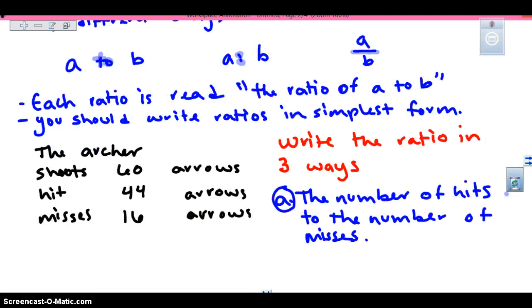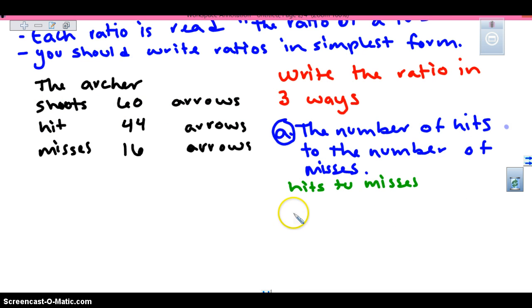Shoots 60 arrows, hits 44, and misses 16. We have to write the ratio in three ways, and we have to write the ratio of the number of hits to the number of misses. So we're going to do hits to misses. We can also say hits to misses, or hits to misses.